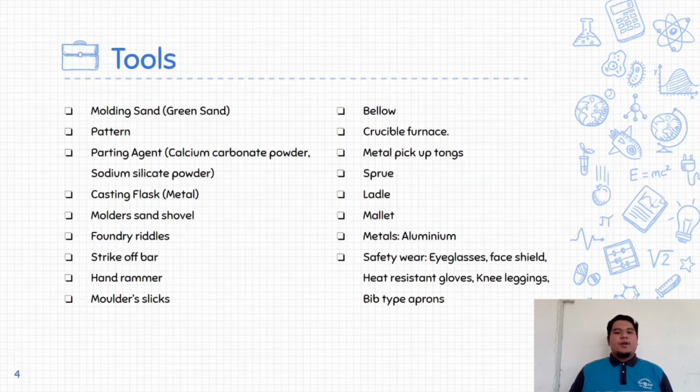As for safety wear, we need to use eyeglasses, face shield, heat-resistant gloves, knee leggings, and bib-type aprons.